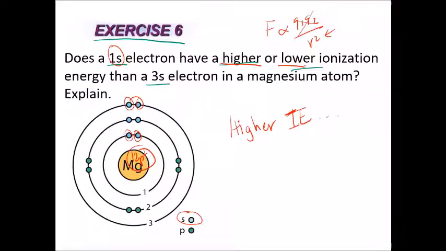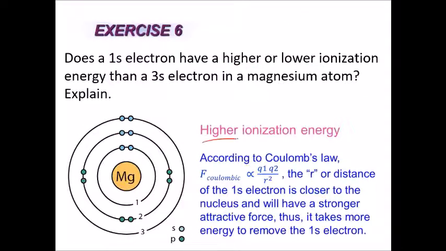Now, if you want the full point on this free response question, you need to reference Coulomb's law. You need to write it in there. Let me show you how this should look for a full point. You state your claim, higher ionization energy. According to Coulomb's law, the R, or distance, of the 1s electron is closer, or you could use the word shorter, to the nucleus and will have a stronger attractive force. Thus, it takes more energy to remove the 1s electron.